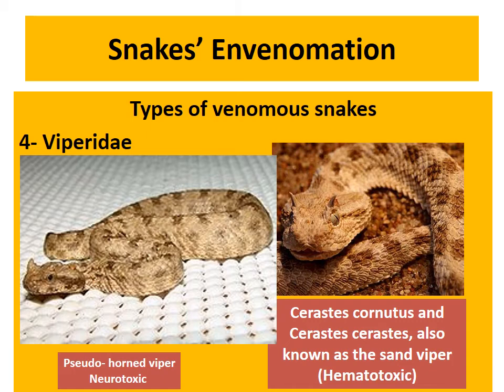Pseudo-horned viper, which produces a neurotoxic effect, which is not common in this family. As we know, the common effect of this family is a hemotoxic effect.